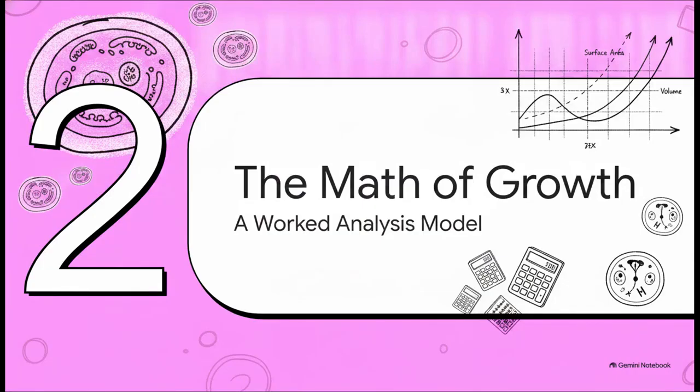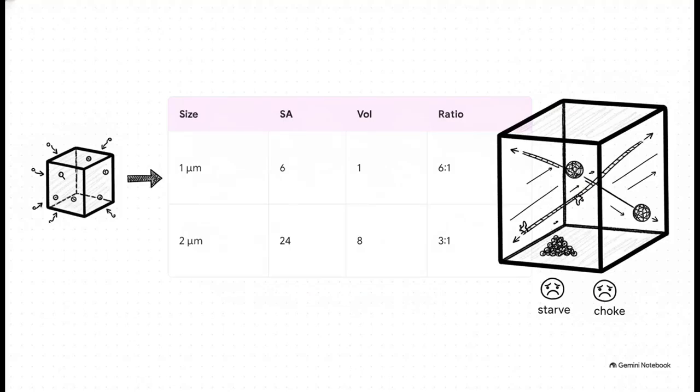To really make sense of this, let's look at the numbers. Section 2, the math of growth. We're going to look at a worked analysis model. Okay, what's really wild about this breakdown is just how incredibly fast efficiency drops off as the cell gets bigger. Imagine a tiny cell shaped like a 1 micrometer cube. Its surface area is 6 square micrometers, and its volume is 1 cubic micrometer. That gives us a super efficient 6-to-1 ratio.